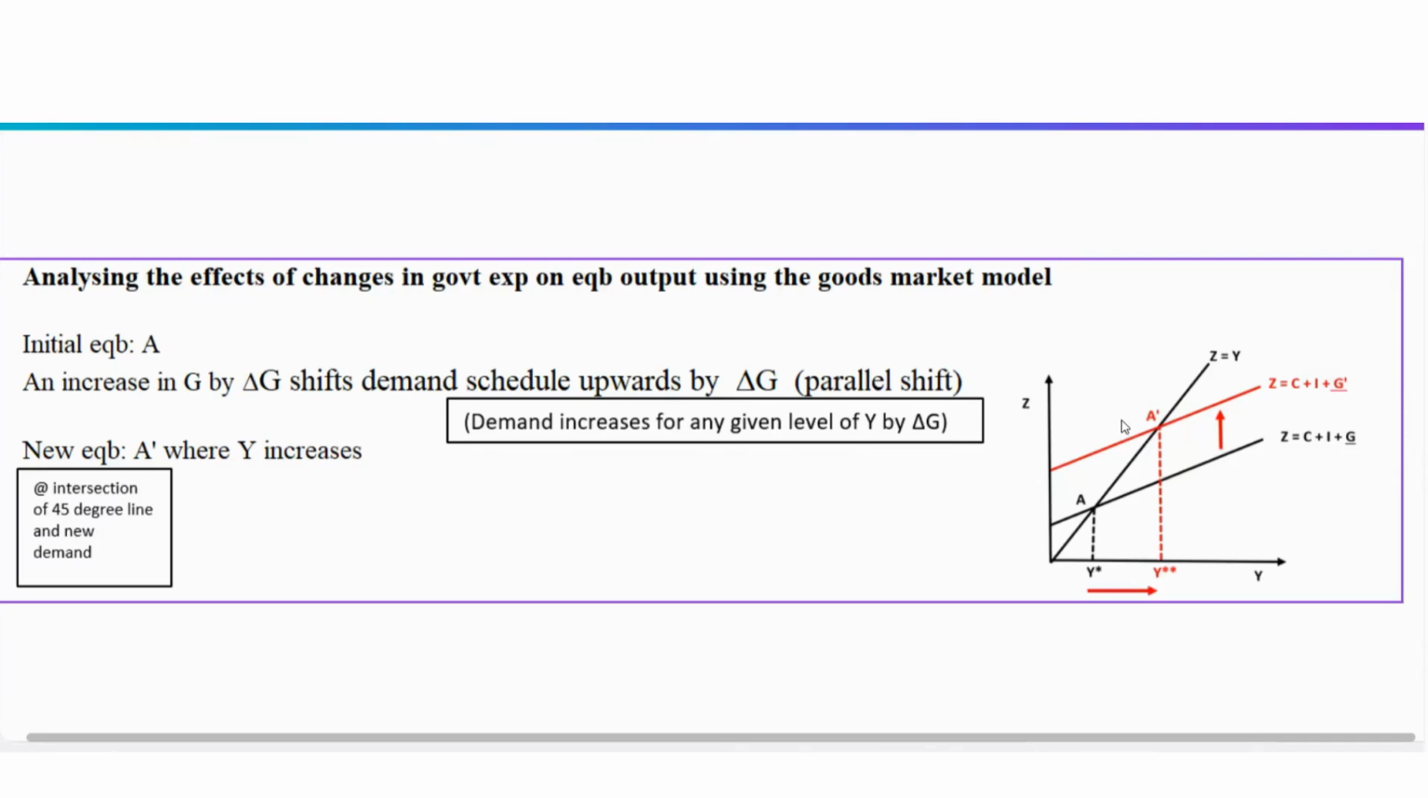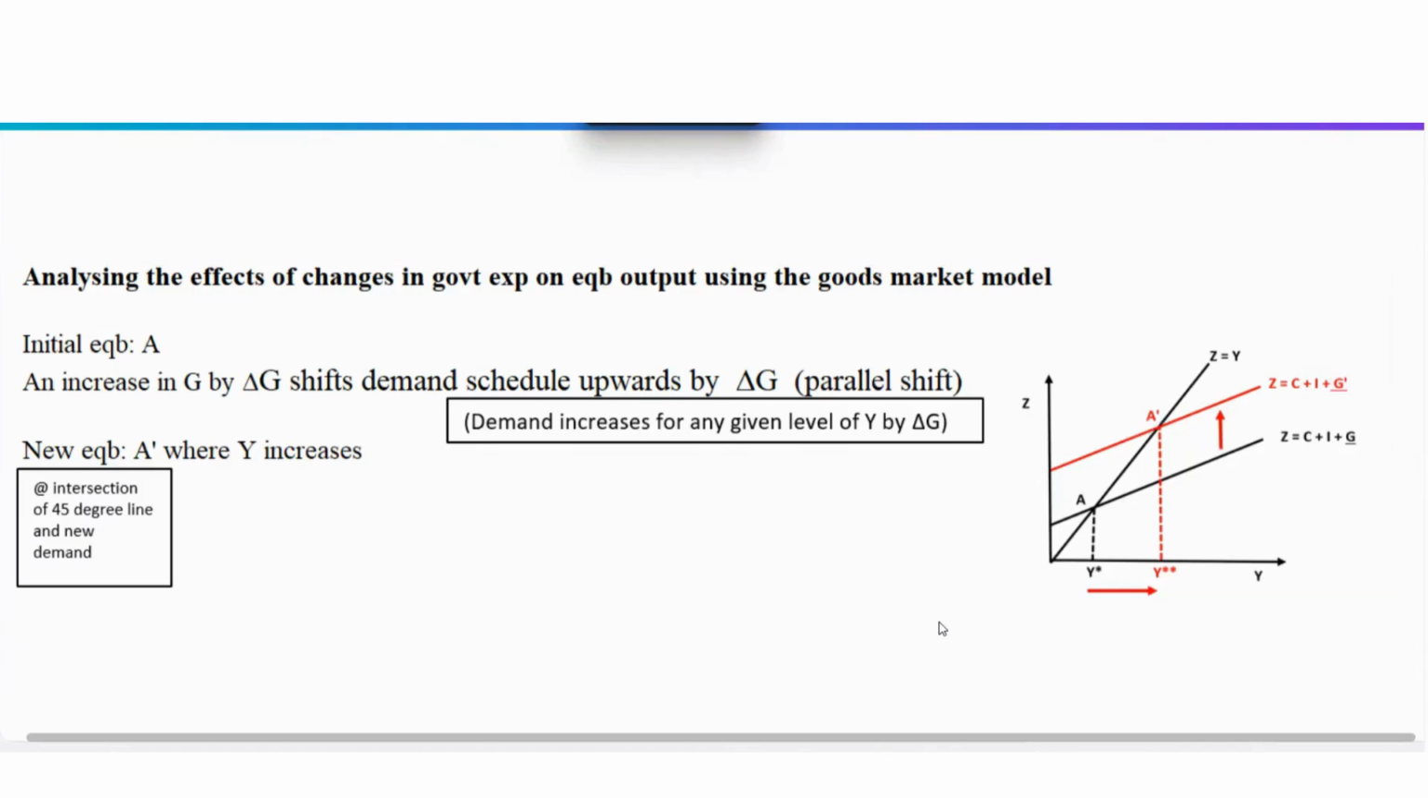And we already know that any change in any autonomous spending component causes a parallel shift in the demand schedule. So now the new equilibrium is at A prime, at the intersection of the 45-degree line and the new demand schedule Z, C plus I plus G prime. As you can see, at the new equilibrium, Y increases from Y star to Y double star.